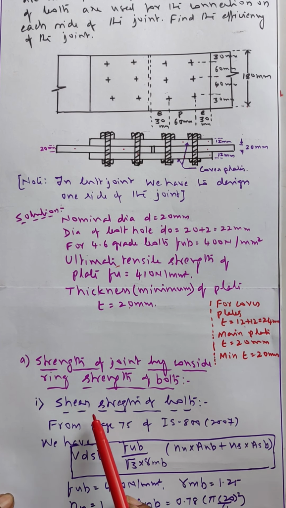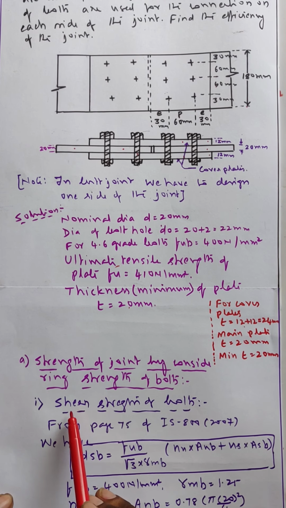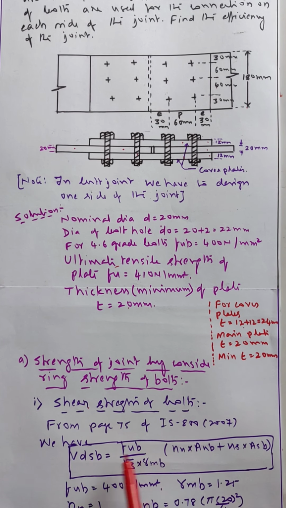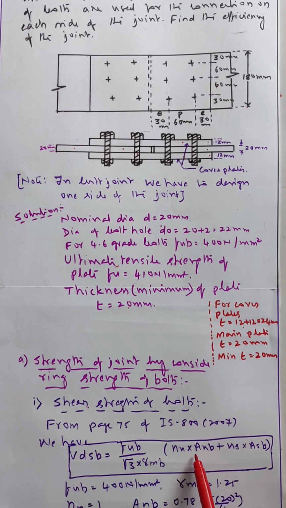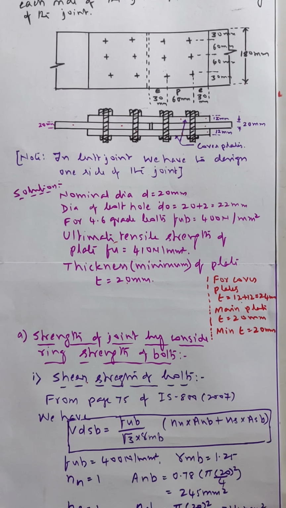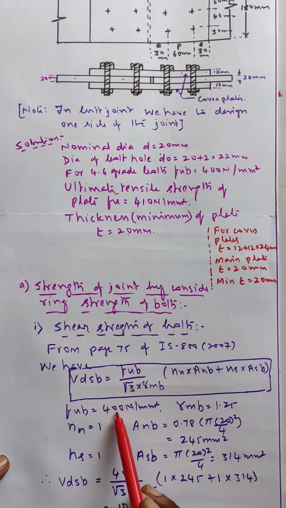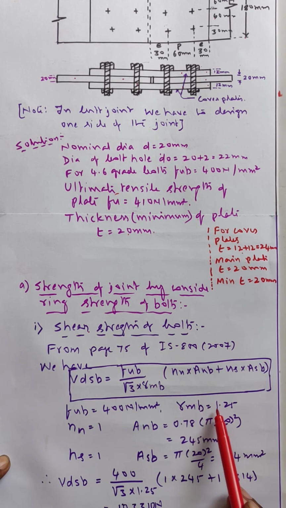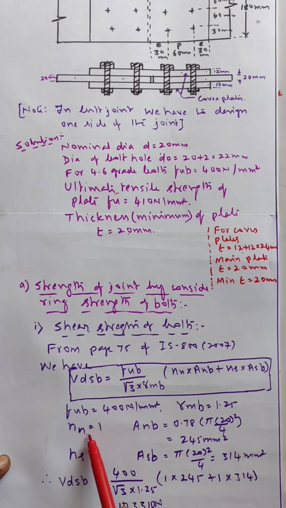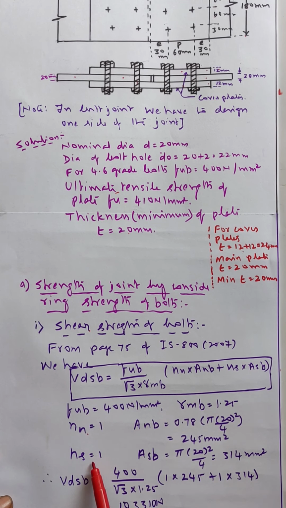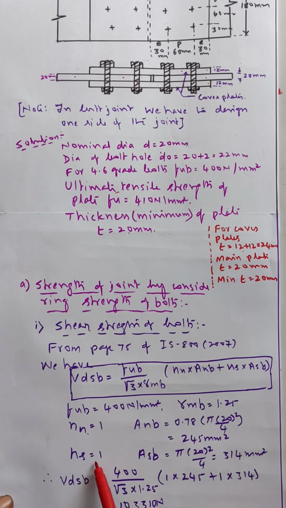Bolt value is the minimum of shear strength of the bolts and bearing strength of the bolts. Therefore first we will calculate shear strength of the bolts. See, from page 75 of IS 800 we are having VDSB equal to FUB by root 3 into gamma MB into NN into ANB plus NS into ASB. For the butt joint, both NN and NS are 1. See here, FUB is given in the problem 400 Newton per millimeter square. Gamma MB is 1.25. NN is 1, where it is the section where root thread is considered. This is the section where root thread is not considered, that is NS. NN equal to 1, NS equal to 1.